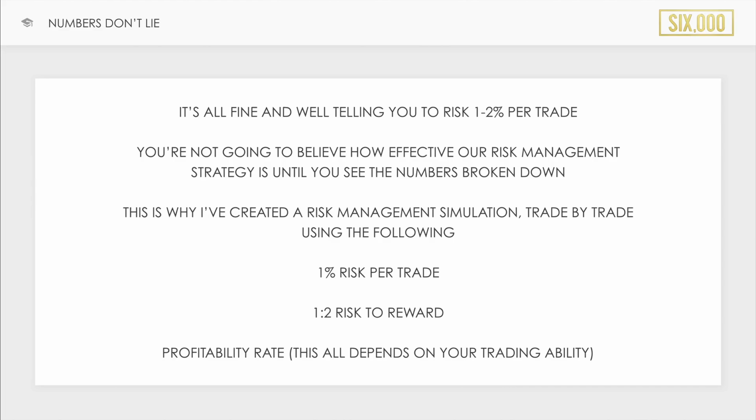Now, the profitability rate, this all depends on your personal trading ability. Do you have a profitability rate of 60%? This means that out of 10 trades, you make 6 successful positions and you have 4 losing positions. Or 100 trades, you have 60 winning trades and 40 losing trades. Or do you have a profitability rate of 70%? You have a higher profitability rate. For every 100 trades you make, you have 70 successful positions and you have 30 losing positions.